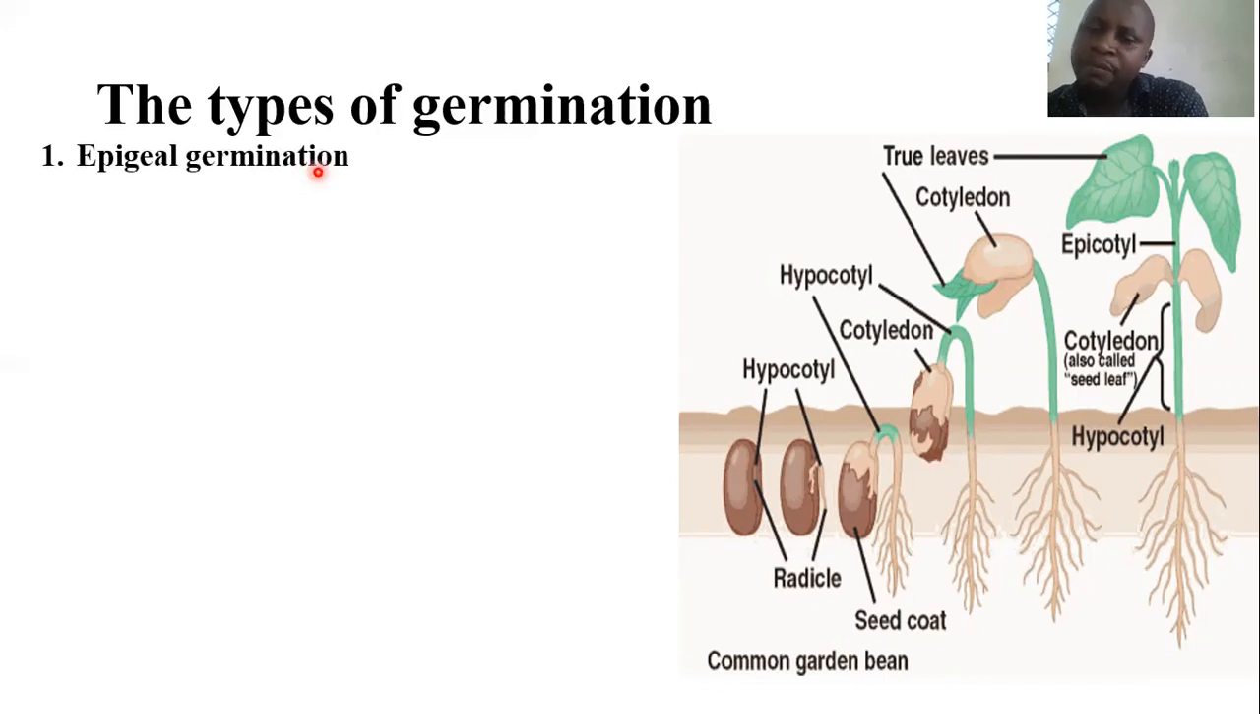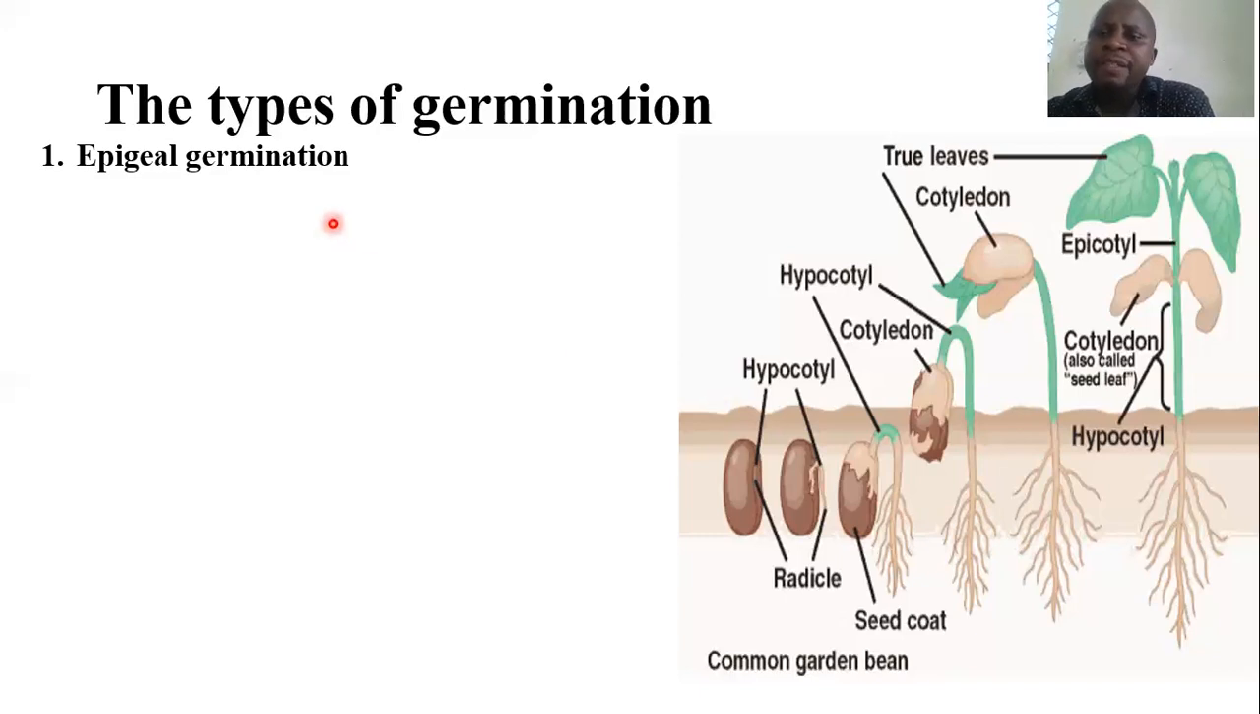The second type of germination, which we shall see later, entails that the cotyledons do not come above the surface, but instead remain below or inside the soil. So that one now is hypogynous germination, as we shall see later. Meantime, let us discuss the epigynous germination.